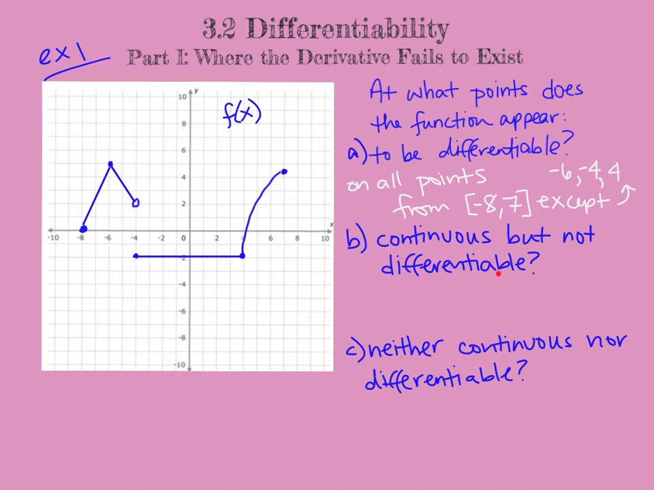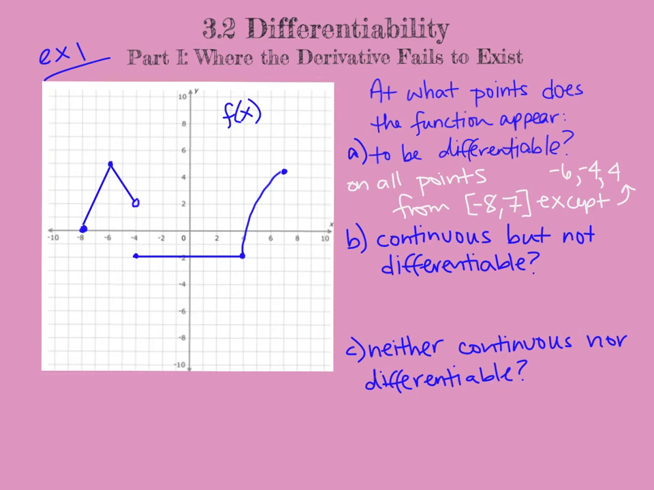All right, part B is asking us, where are we continuous but not differentiable? Well, we've already found where we're not differentiable at these 3 spots. So let's see if we're continuous at any of those. Are we continuous at x is -6 here? Can we go past it without lifting up our pen? Yes, we can. We're continuous here. Even though it's a corner, we're continuous.